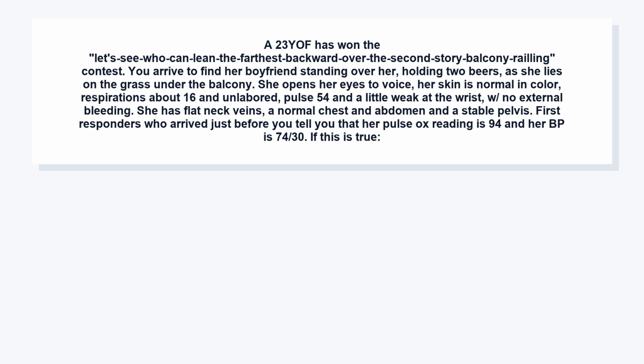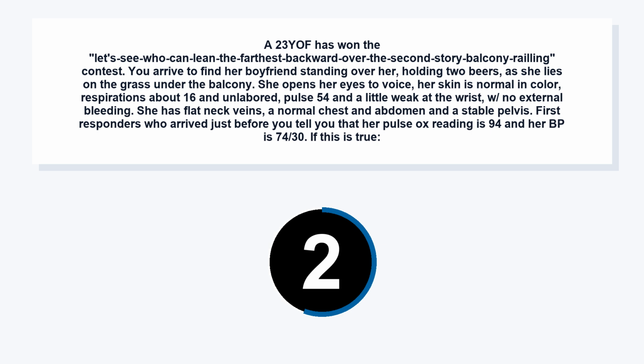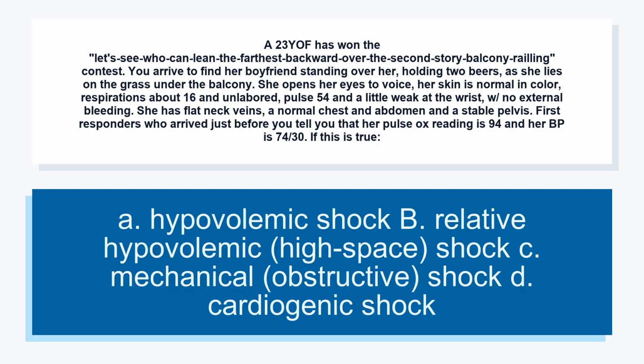She has flat neck veins, a normal chest and abdomen and a stable pelvis. First responders who arrive just before you tell you that her pulse ox reading is 94 and her BP is 74/30. If this is true, A. Hypovolemic shock. B. Relative hypovolemic, vascular space, shock. C. Mechanical, obstructive, shock. D.